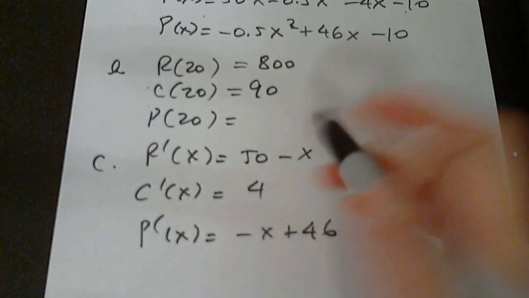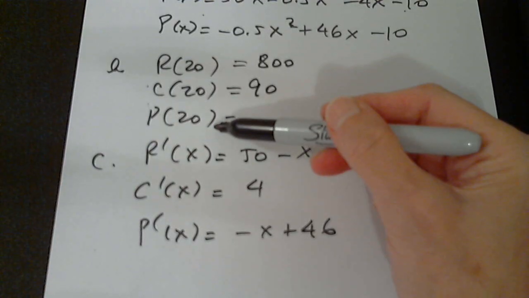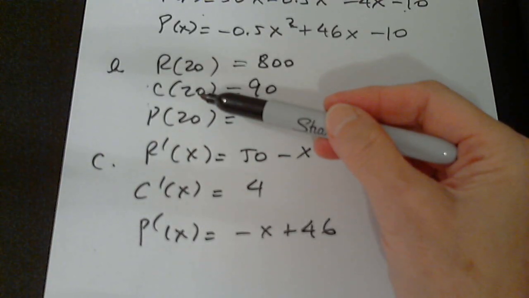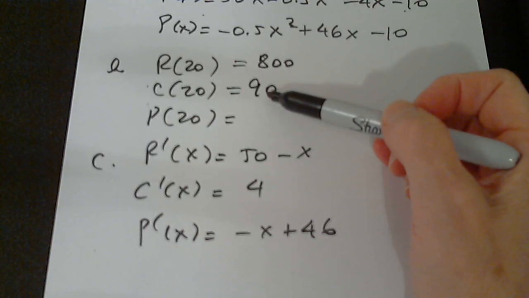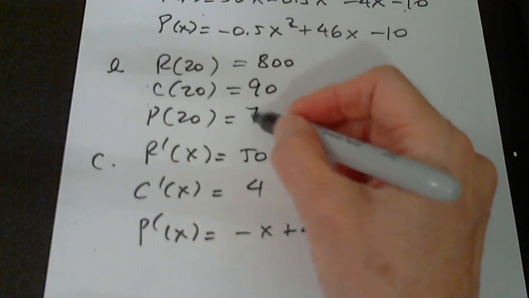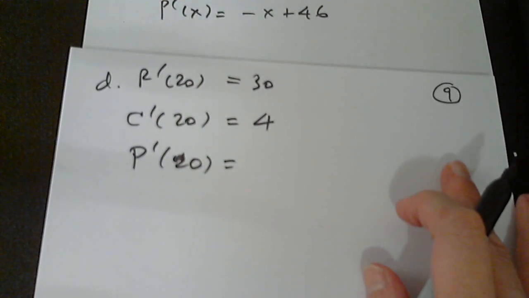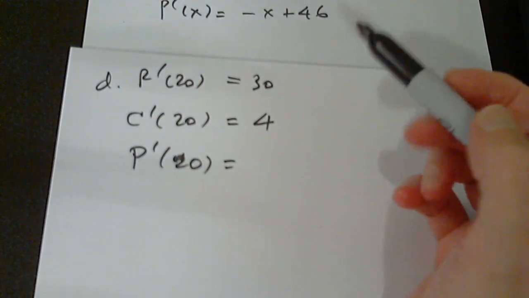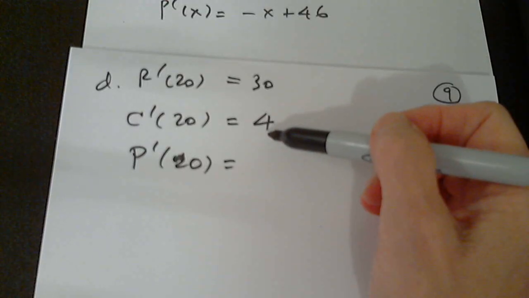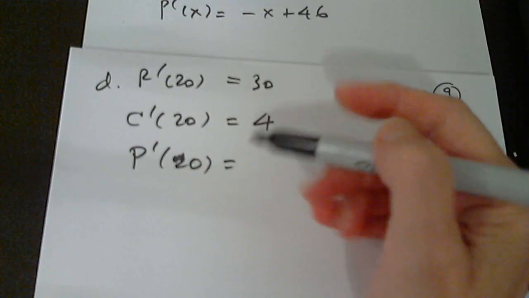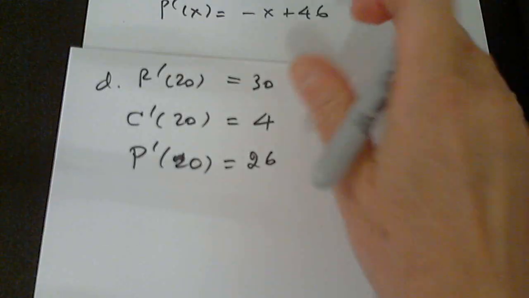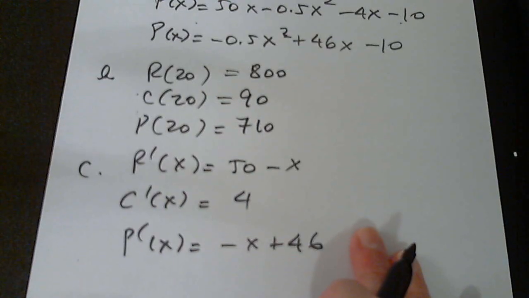So the profit has to be revenue minus cost. So 800 minus 90 is 710. The same thing here: R prime minus C prime will give us P prime. So this is 26. So now, measurement unit.